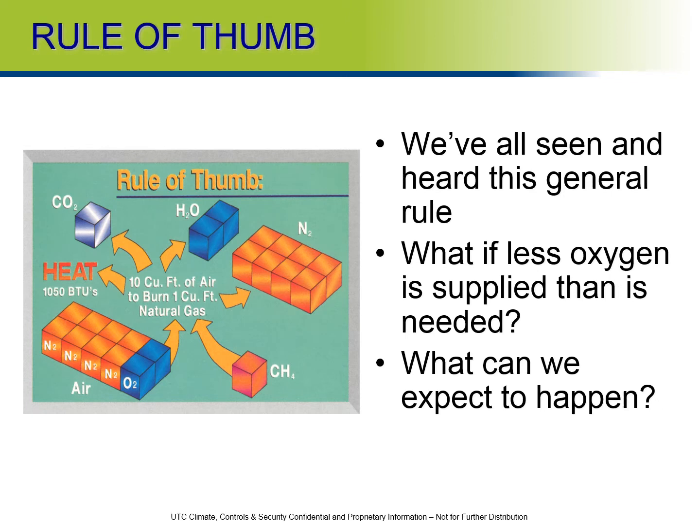Now let's talk about a rule of thumb that all of us, or most of us, have probably heard at some point in our careers in the HVAC field. Typically we are looking for 10 cubic feet of air to burn 1 cubic foot of natural gas. But what happens if less oxygen is supplied than needed? What can we expect to happen to that appliance or to that combustion in that appliance?